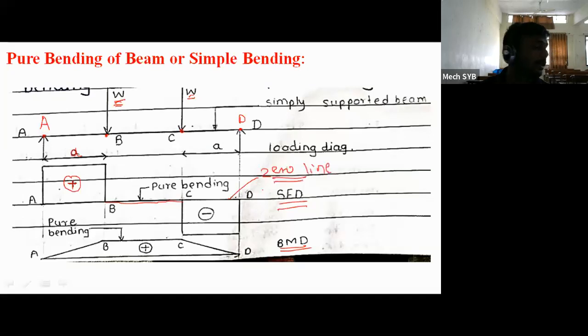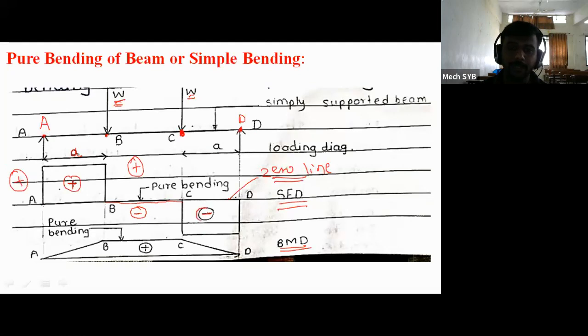झिरो लाईन, बरोबर. झिरो लाईनचा वरचा पोर्शन आपला काय असतो? पॉझिटिव्ह. खालचा पोर्शन काय असतो? निगेटिव्ह असतो. So from the portion A to B, your SFD will be positive. म्हणजे तुमचं shear force calculation at point A and at point B काय आलेला आहे? पॉझिटिव्ह आलेला आहे.